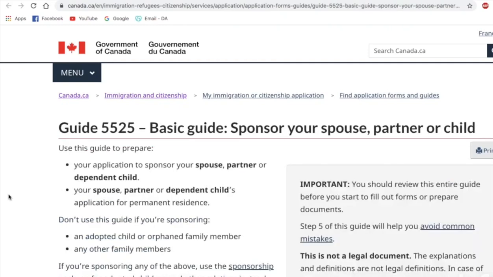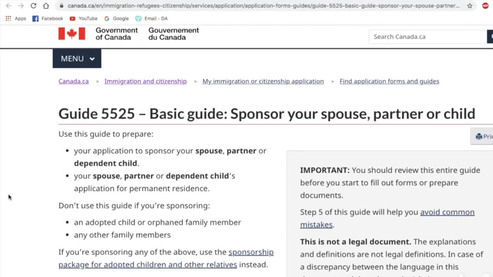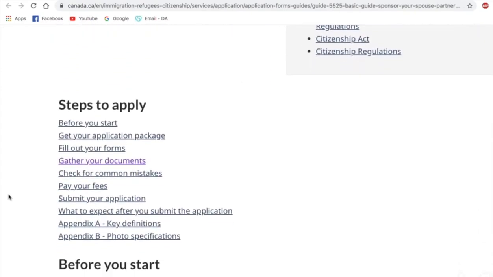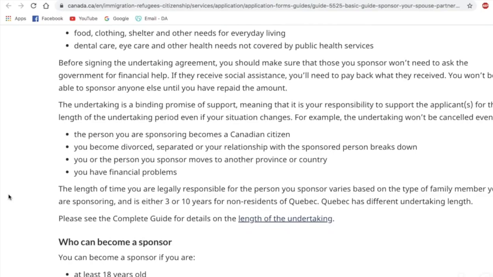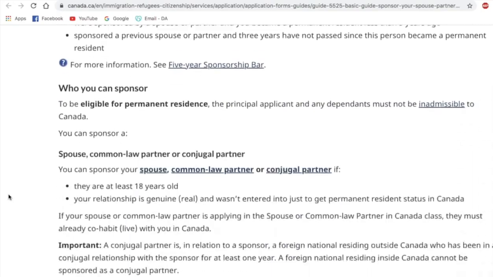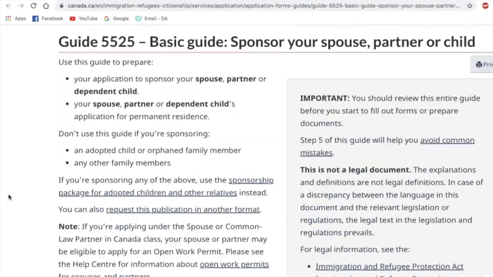Now why are there two different guides? The first guide is just to give you an overview: the details, the eligibility, all those details that I covered in the first video. It will tell you about that and some extra details about specific cases, so you get to understand the process and you're well aware of it. So this is the basic guide.